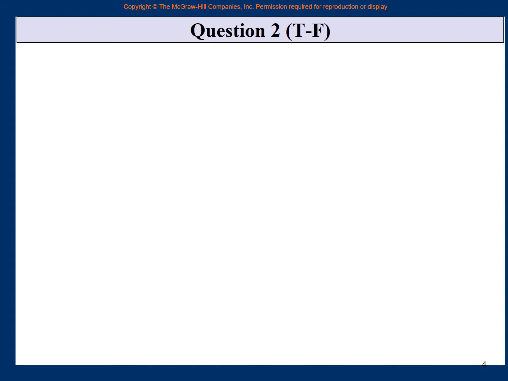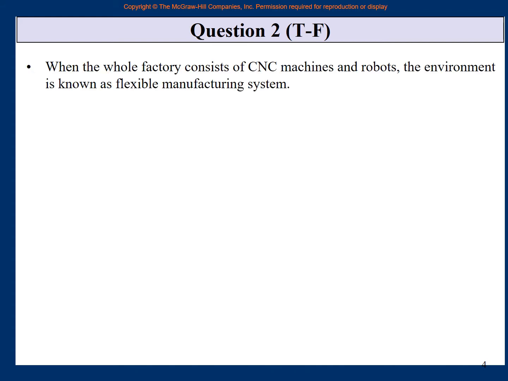Let us now move to question 2, which is the true-false type of question. First one, when the whole factory consists of CNC machines and robots, the environment is known as flexible manufacturing system. Right? You see, CNC machines means automation. Robots means even better automation, and moving from one place to the other and welding also can be done by robots. So if the whole factory has CNC machines and robots, yes, it is a flexible manufacturing system. So your response is true.